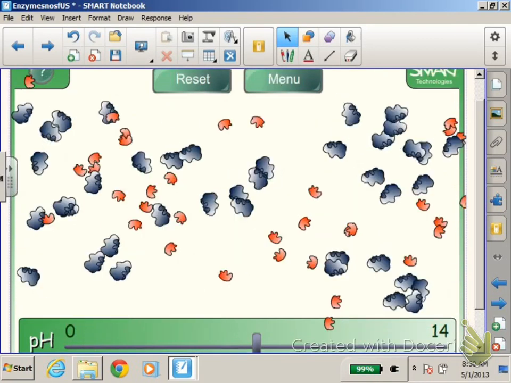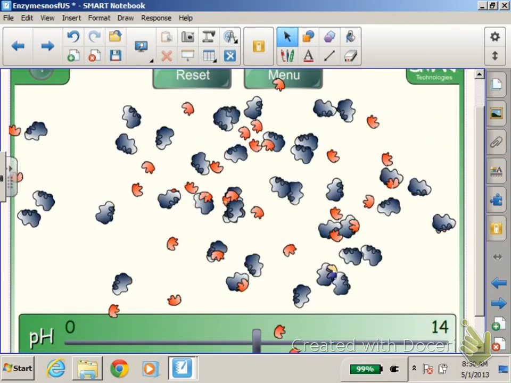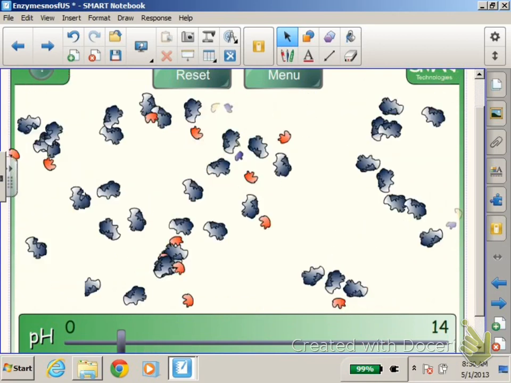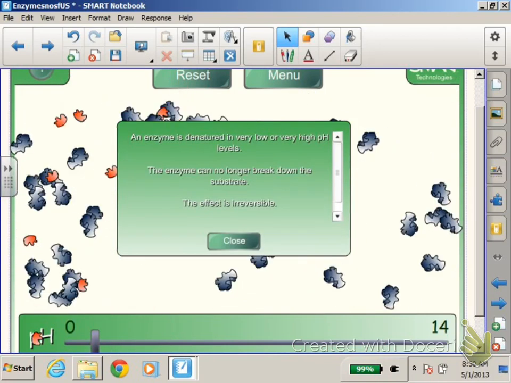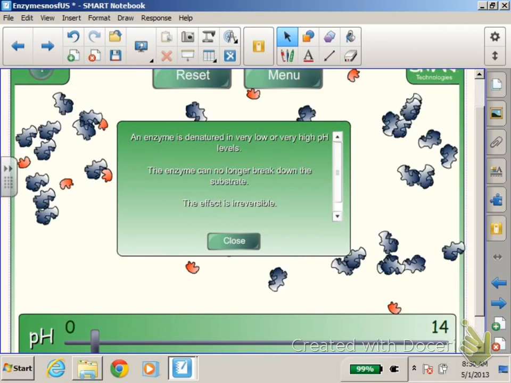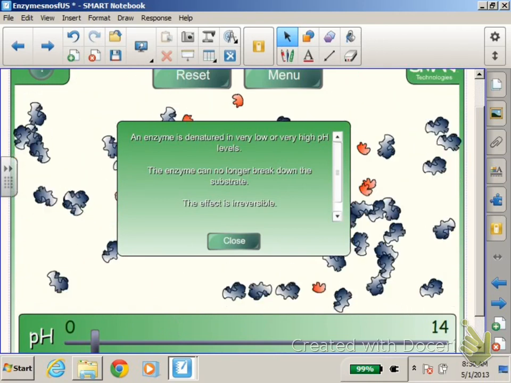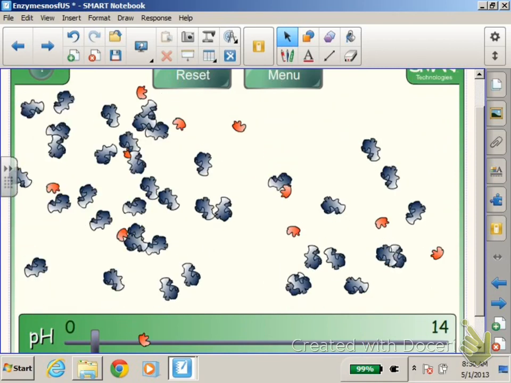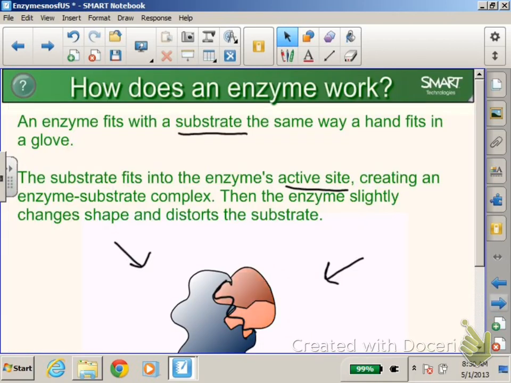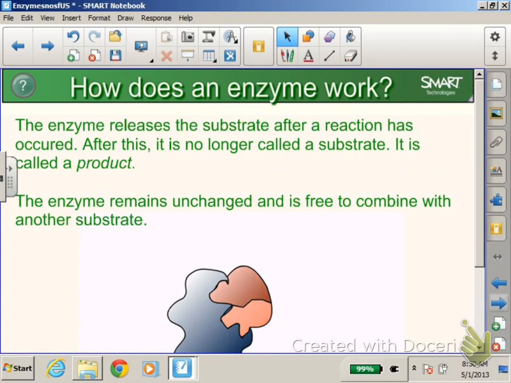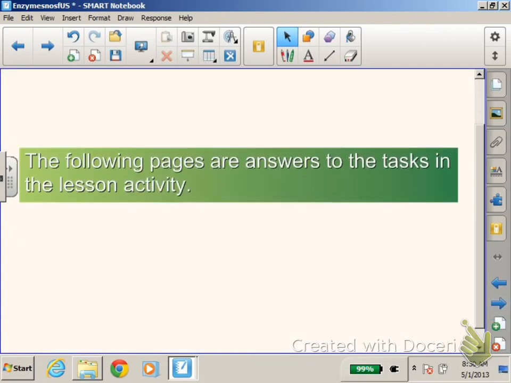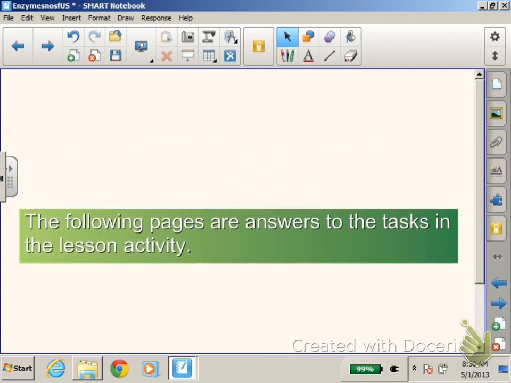Okay, if you look here, we've got a lot of enzymes, and if I move this pH, look what happens. A lot of the enzymes start going away. It says the enzyme is denatured in very low or very high pH levels. The enzyme can no longer break down the substrate. The effect is irreversible. Okay? We've already been through this. Okay, and that summarizes the main points on our enzymes.